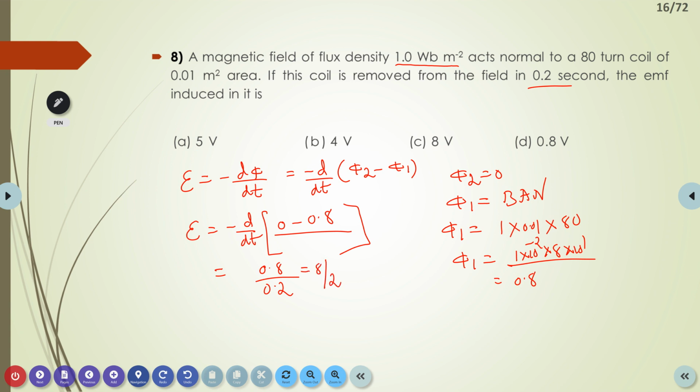That is equal to 8 by 2 equals 4 volt. Check it. This is the right choice. 4 volt. The EMF induced in the coil is 4 volt. Next.